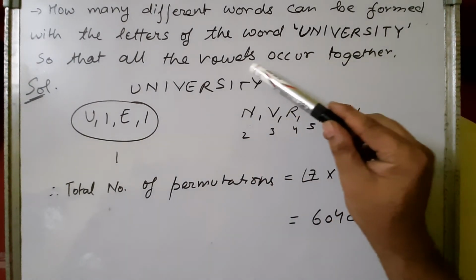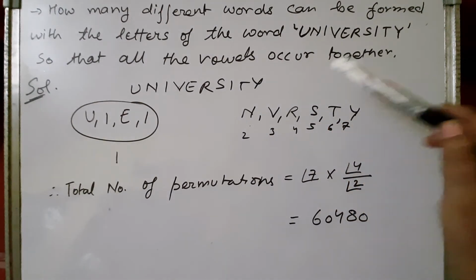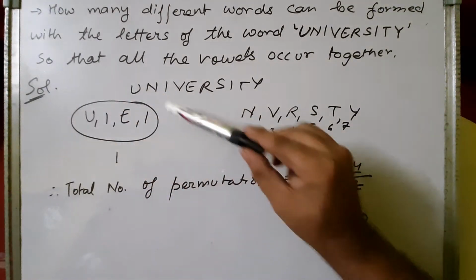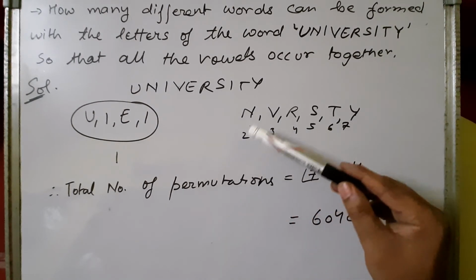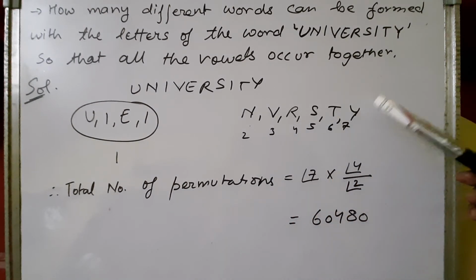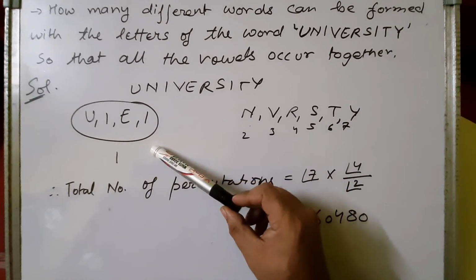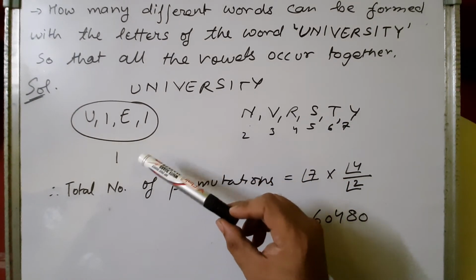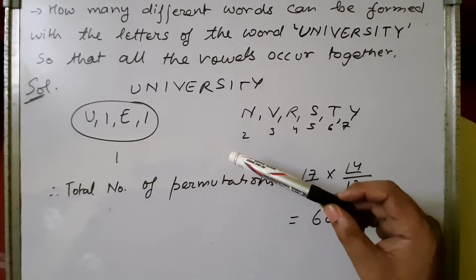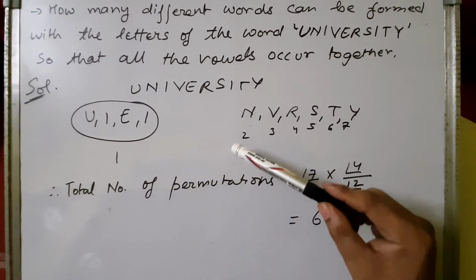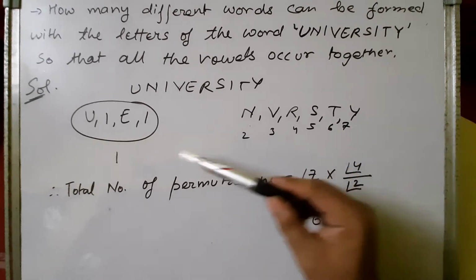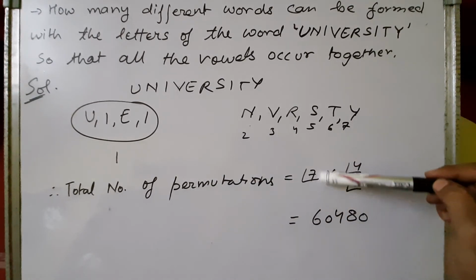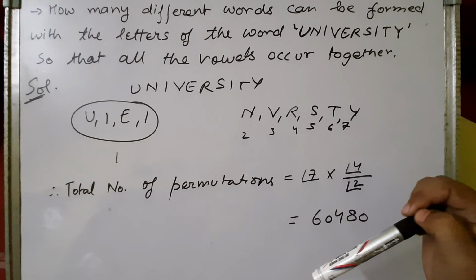According to the question, vowels must occur together. So I have taken all the vowels in one group. And the rest of the consonants we have are N, V, R, S, T, Y. So if this is considered as one group because they have to occur together, then how many letters do we have now? 1, 2, 3, 4, 5, 6, 7. So these 7 can arrange themselves in factorial 7 ways, right?